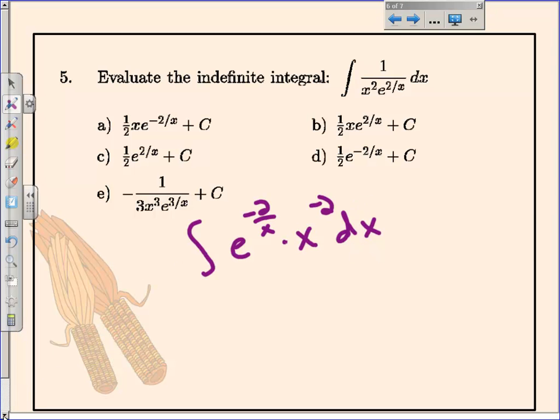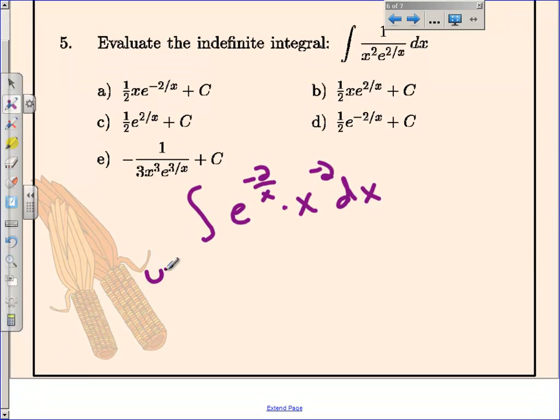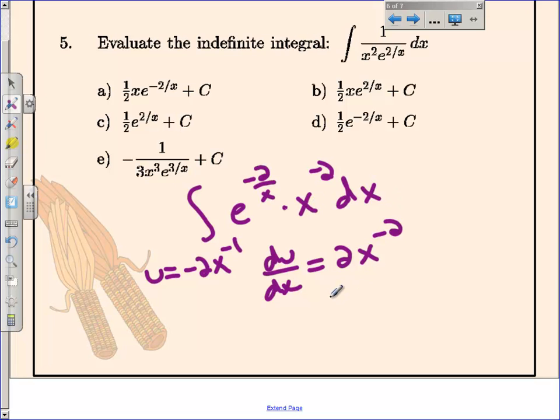So if that's the case, then my only choice for u is negative 2 over x. I'm going to go ahead and write that as negative 2x to the negative 1. So du dx would be 2 over x squared, or 2x to the negative 2. And I'm sort of liking that because I have an x to the negative 2 here. So we just need to solve this for x to the negative 2 dx. So I'll get 1/2 du equals x to the negative 2 dx. So that's not too horrible.